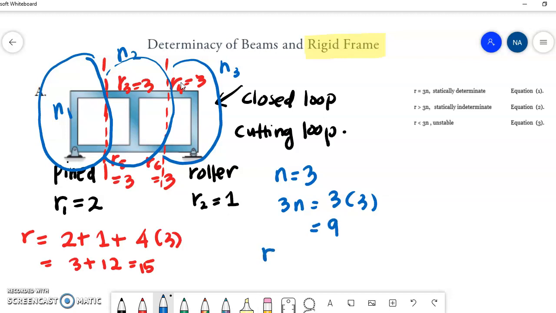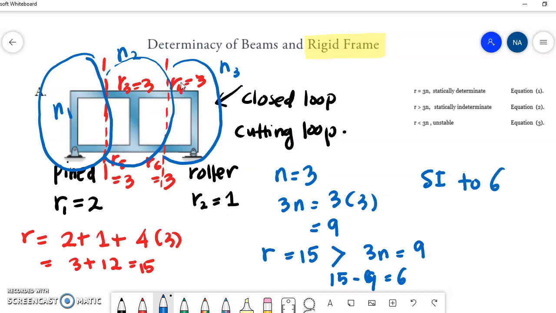So R here is 15 and 3N is equal to 9. So R will be greater than 3N. So in this case, it will be statically indeterminate to how many degrees? 15 minus 9 is equal to 6. So statically indeterminate to the 6th degree in this case. Okay, so let's see the next example.